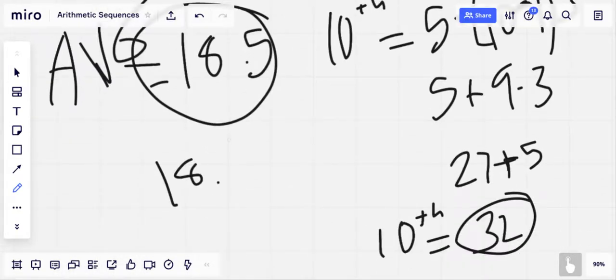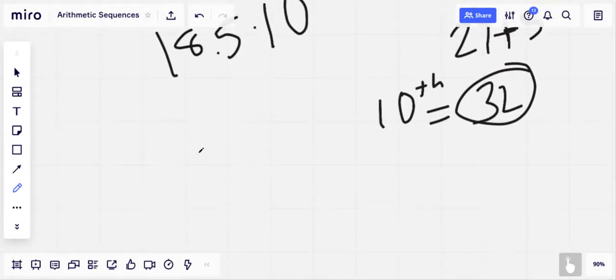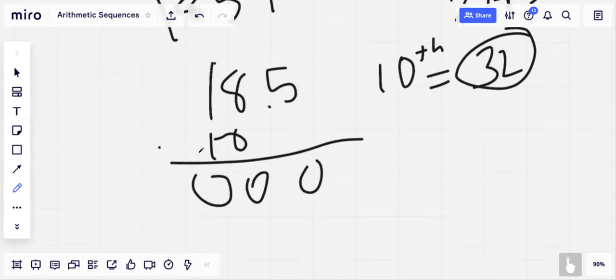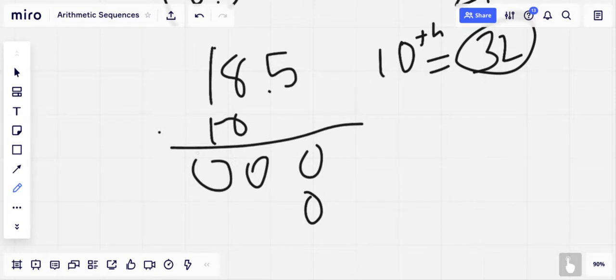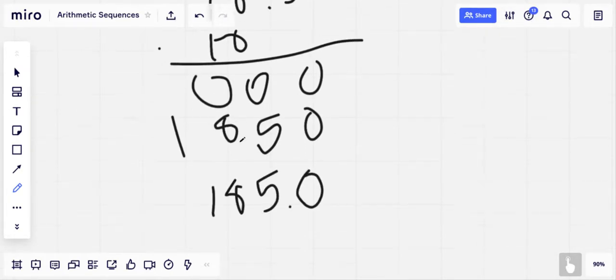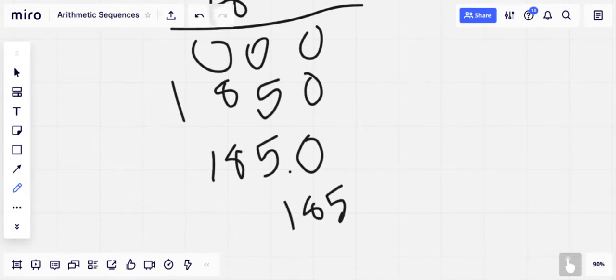So 18.5, and then there are a total of 10 numbers, times 10. If you know the trick, you can do that quickly, but I'm doing it the long way. 18.5 times 10. So this is 0, 0, 0. And then you would add a 0 here, and then times 10. Okay, so then that's 5, 8, and 1. So our sum is equal to 185.